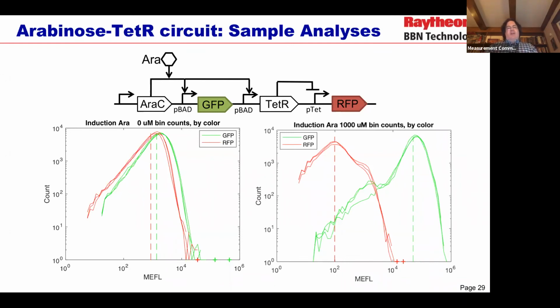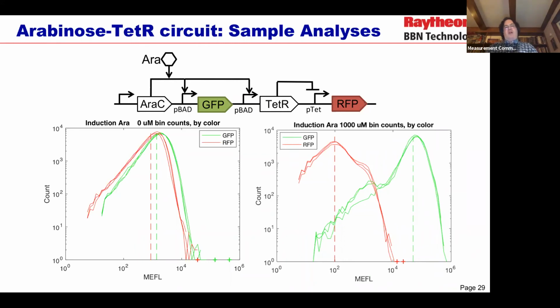Here is some example of the data coming out of this. The arabinose induction is showing up in green. So we should expect to see low green when there's low arabinose and high green when there's high arabinose. And that arabinose is also inducing TetR, which then represses red. So we ought to see that when there's low arabinose, there's low TetR and therefore high red. And when there's high arabinose, there should be high TetR, which then turns off the red, and the red should be low.